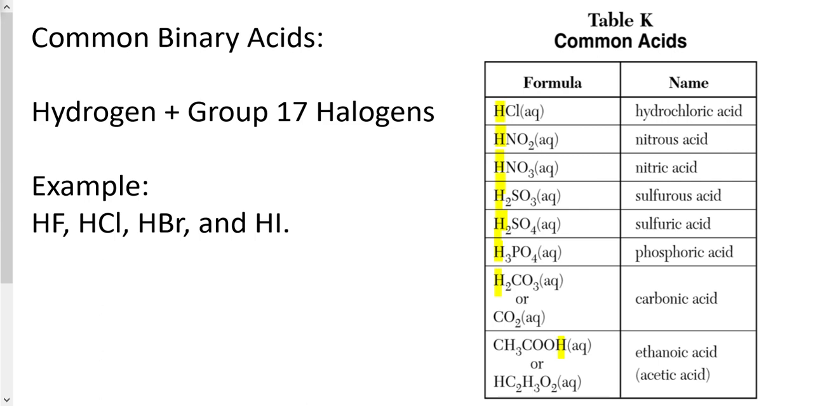So the way hydrochloric acid, in this case, is formed is basically you have hydrogen attached to a group 17 halogen. And the halogens are fluorine, chlorine, bromine, and iodine. So in this case, they gave you an example of HCl, which happens to be an acid. You need to know that HF, HCl, HBr, and HI are also going to be acids.